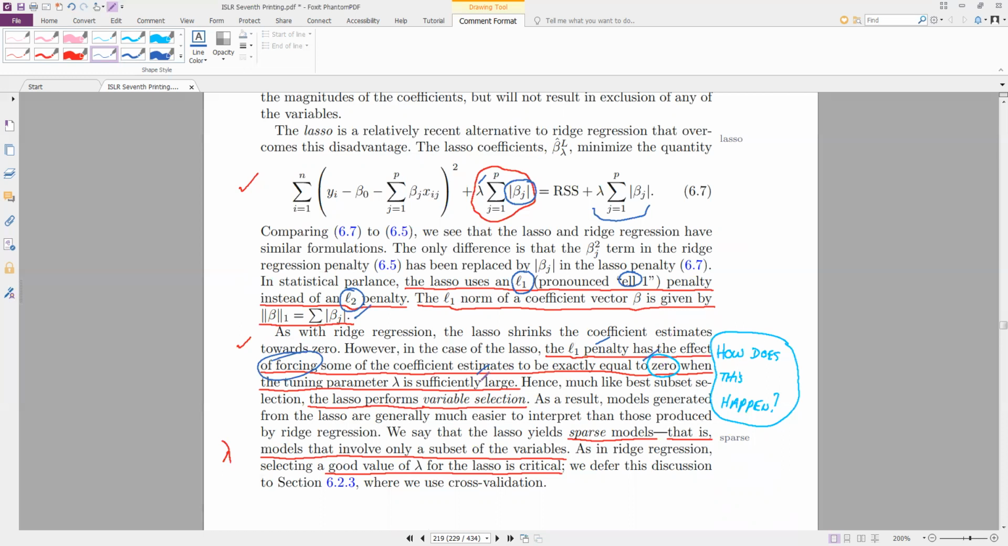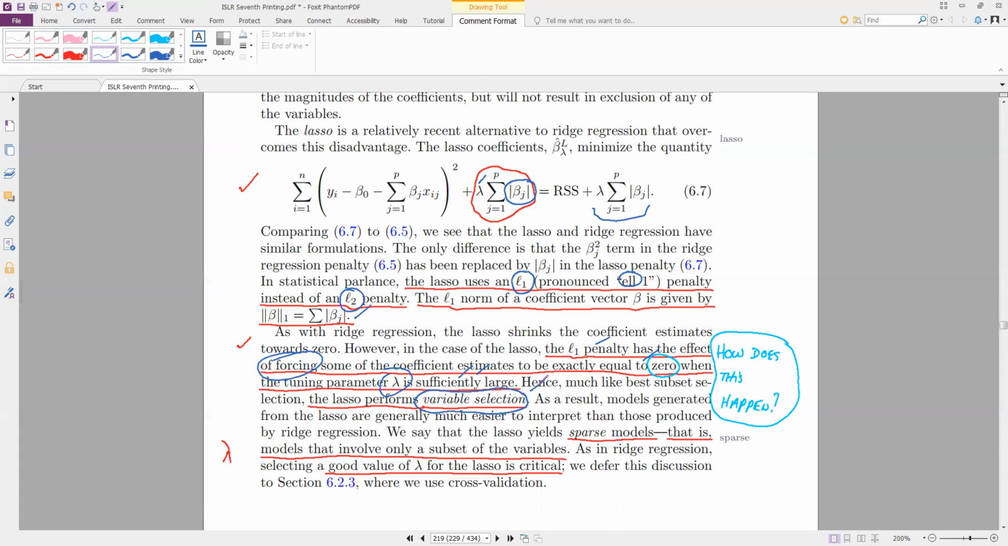Now, remember what we just said about ridge regression. That typically is not the case in ridge regression unless this gets really, really large, right? Towards infinity, well, in theory, they're going to go to 0. But in the lasso regression, it forces some of the coefficients to be exactly equal to 0 when the tuning parameter is sufficiently large. So when you think of that, coupled with the idea that we just talked about, you say, hey, maybe lasso regression is going to be useful for variable selection, right?